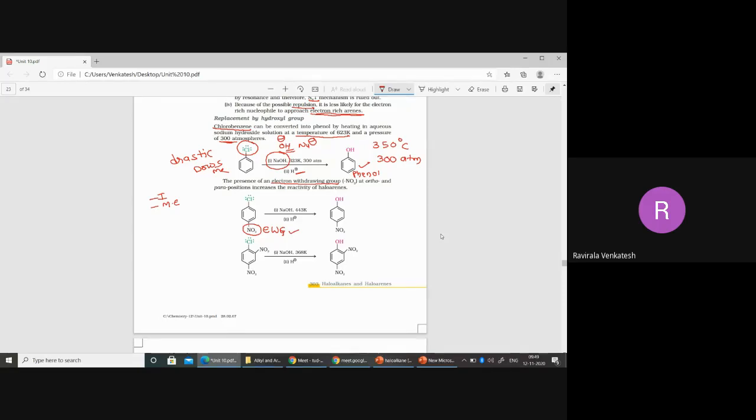See now, if I place one electron withdrawing group, what happened? You observe here. The temperature has now dropped to 443 Kelvin, which is around 150 to 180 degrees Celsius. If you don't write any pressure, it will be 1 atmosphere. Specifically, if you mention it, that is 300. You are not mentioning it, so now it has dropped to 1 atmosphere.